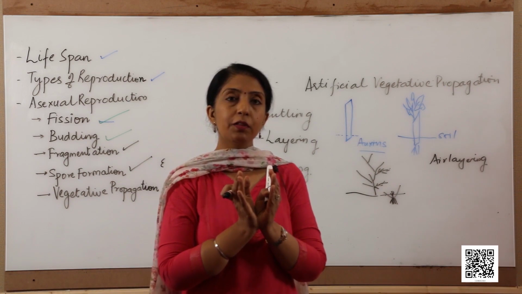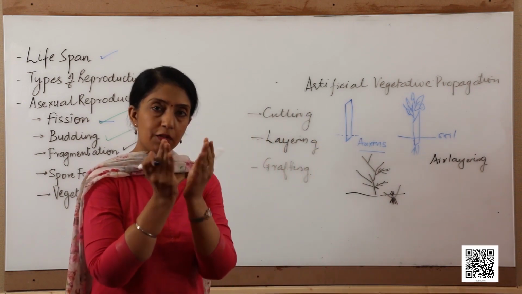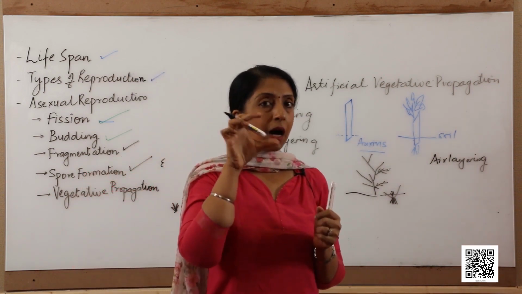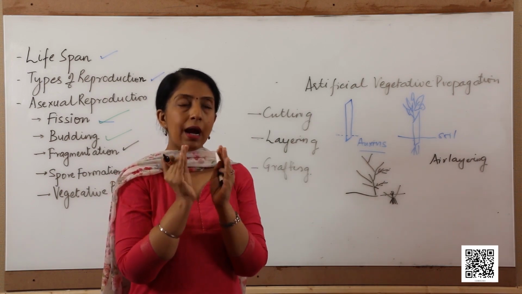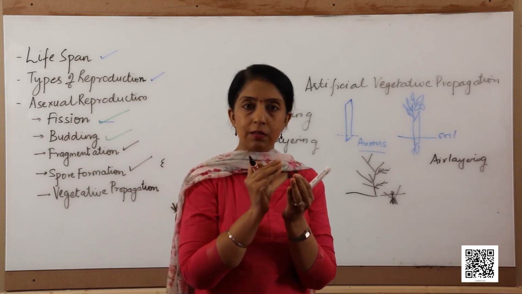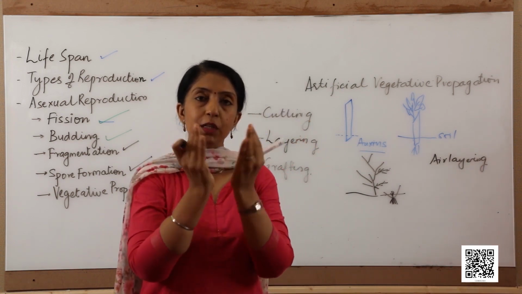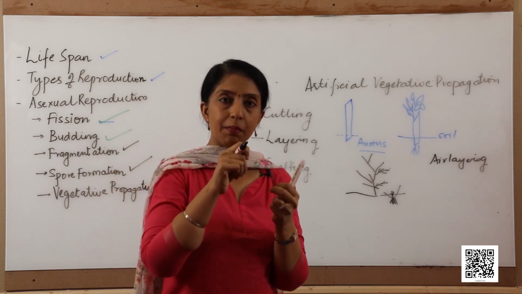do is take one of the healthy branches of the tree and remove the bark from that branch. They cover that portion from where the bark has been removed with mud and a little sawdust, some cow dung, and some auxins. And then they cover that portion with this material, along with covering it with polythene and tying it up.